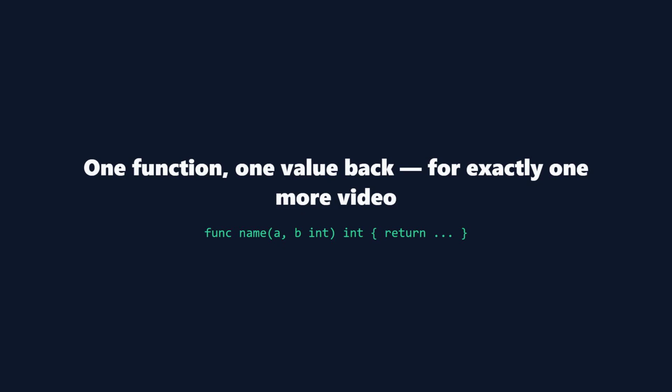Next up is the thing that makes Go functions genuinely different from most languages. They can hand back more than one value. And that single decision shapes how every Go program you will ever read handles failure.